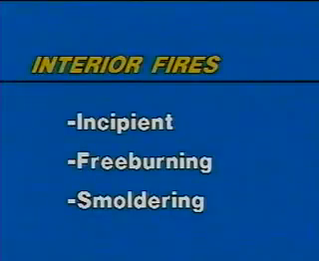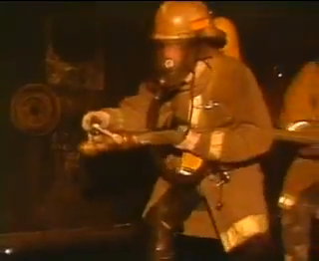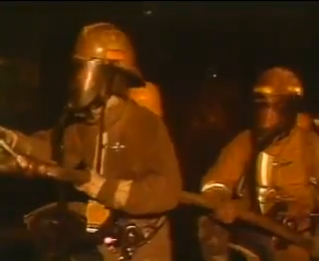There are 3 stages of burning with interior fires: incipient, free burning, and smoldering. And there are 2 basic methods of interior firefighting: direct and indirect. The incipient or beginning stage is characterized by the presence of a small localized fire. Here, the direct method of firefighting is used. That is, using a hose line, you shoot short, straight bursts of water directly into the fire until it's completely out.